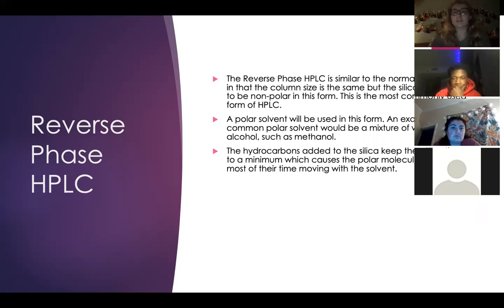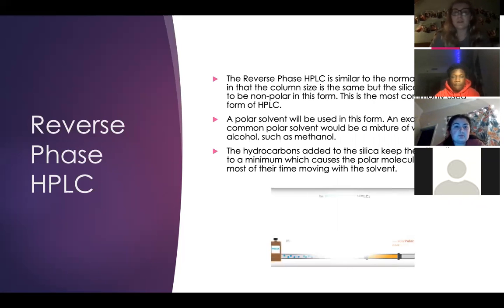The hydrocarbons added to the silica keep the attractions to a minimum, which causes the polar molecules to spend most of the time moving with the solvent. So if a nonpolar solvent had been used in this form, the molecules would have formed attractions with the hydrocarbon chains on the silica particles through van der Waals forces. They would also be less soluble in the solvent due to the need to break the hydrogen bonds and squeeze in between the water and methanol molecules. So this diagram here just basically shows that the mobile phase is polar while the stationary phase is nonpolar in a reverse phase HPLC.